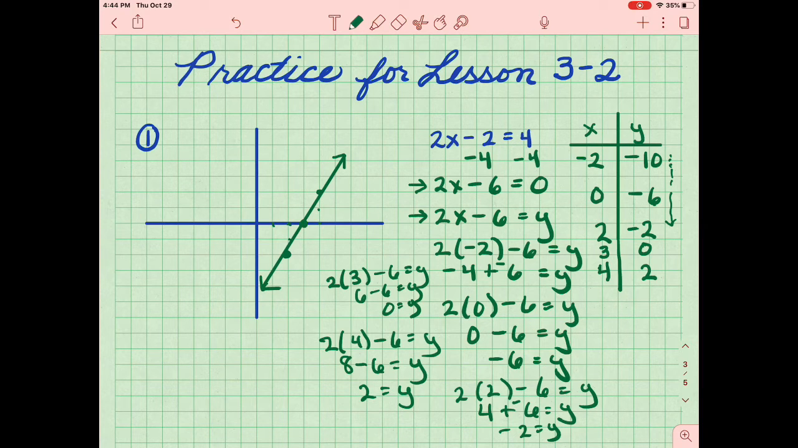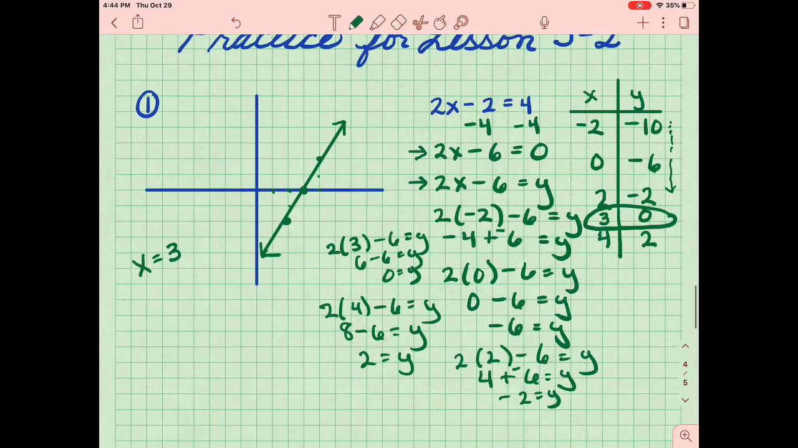But I know that the solution here is x equals 3, because this is our x-intercept, our roots, our solution, and our 0, because that's where y equals 0. Algebraically, we could have solved this and gotten the same answer, but we are practicing seeing where the line crosses the x-axis.